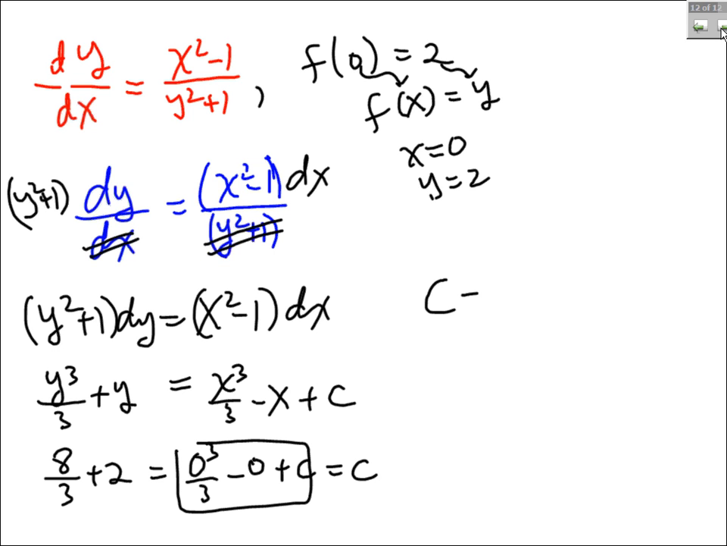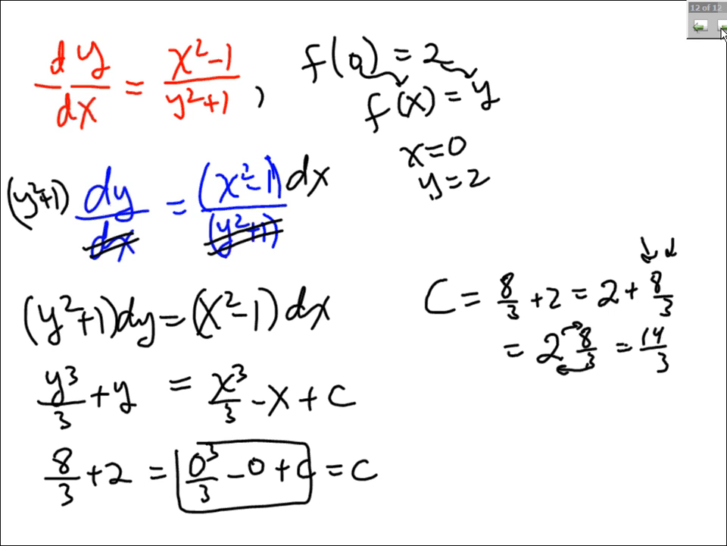So we have c is 8/3 plus 2, which is the same as 2 plus 8/3, which is the same as 2 and 8/3. Even though that's a mixed number, even though that's an improper fraction, we can still play our little game. 3 times 2 is 6, plus 8 is 14/3.